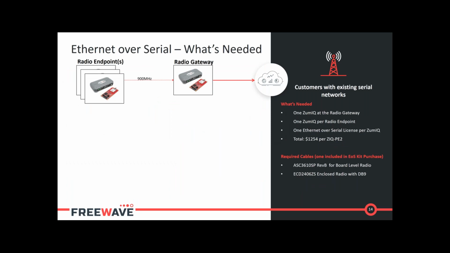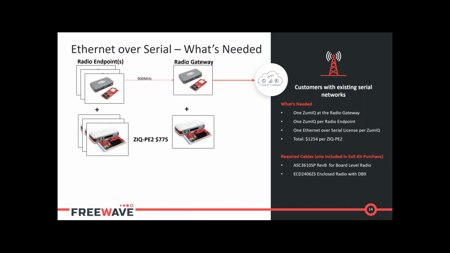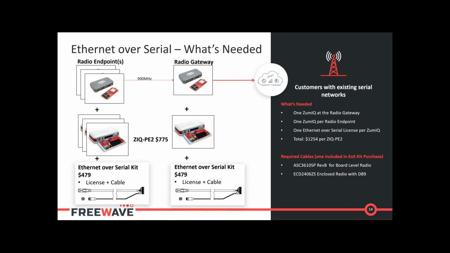So again, existing serial network, let's start there. Multiple endpoints and a single gateway or master. And so we add one gateway, one Zum IQ at the gateway. We add as many Zum IQs as you need at your endpoints, whatever your most productive or most valuable sites are. And we also add on each of those the Ethernet over serial kit, which includes both the license to run the software and the cable to connect to the serial radio.